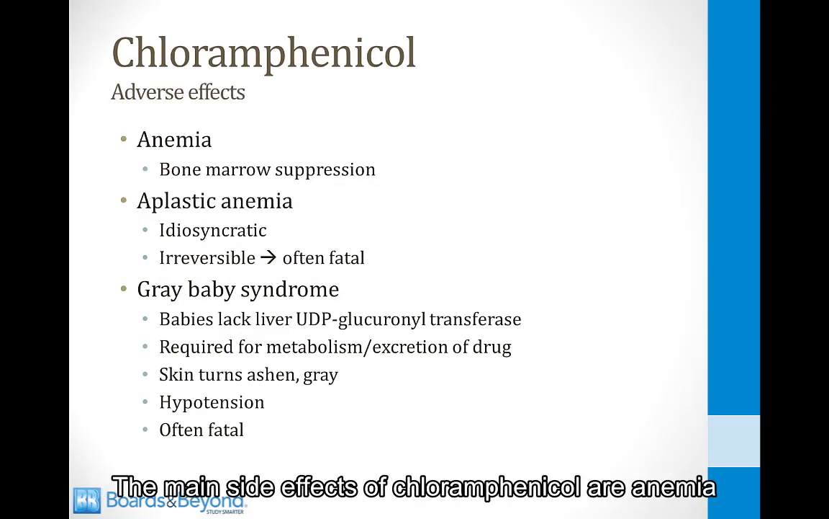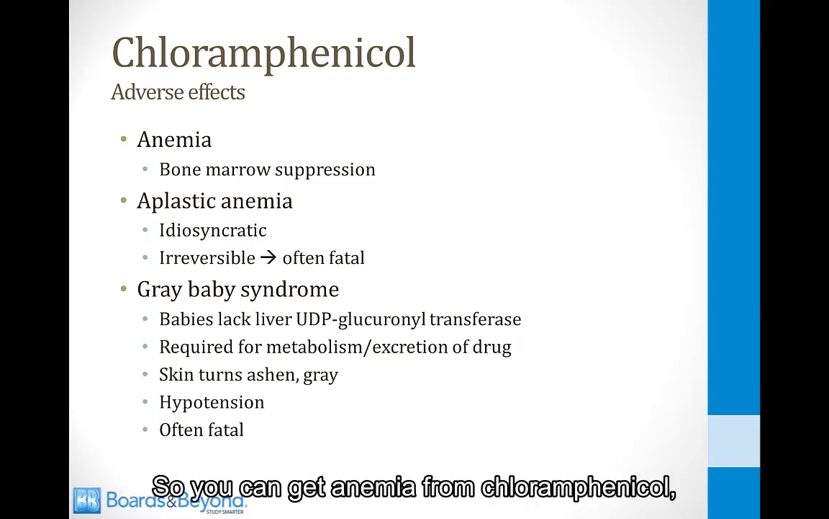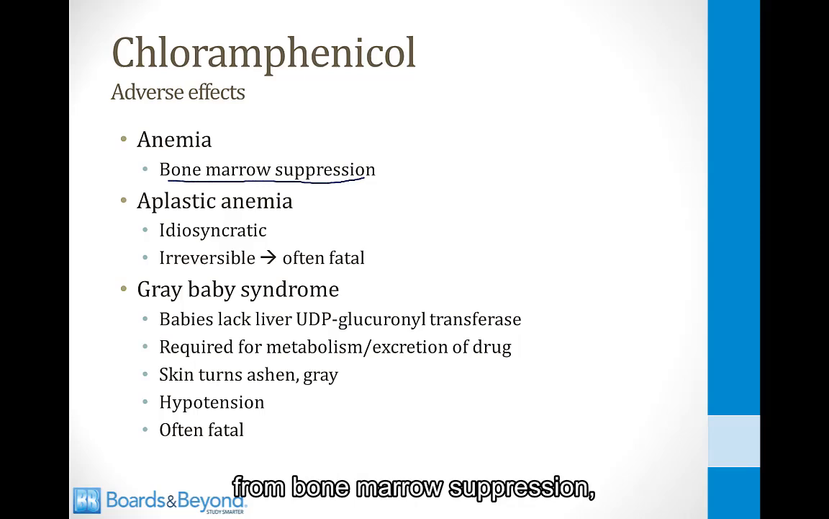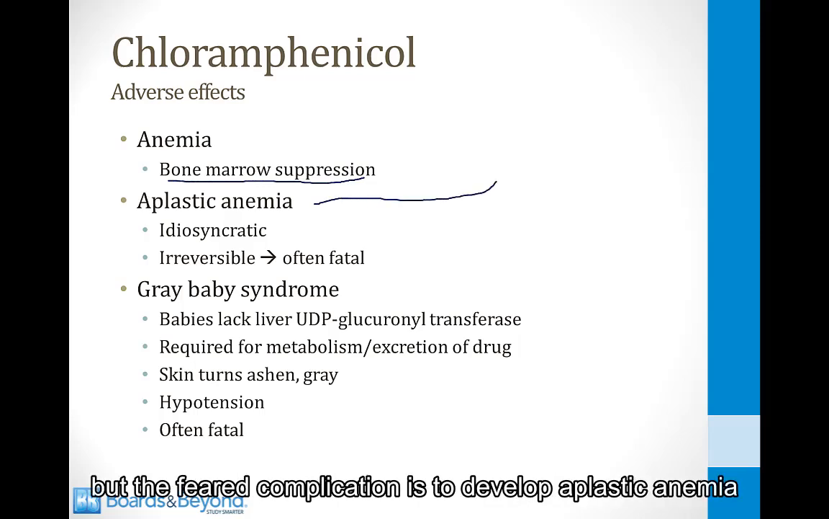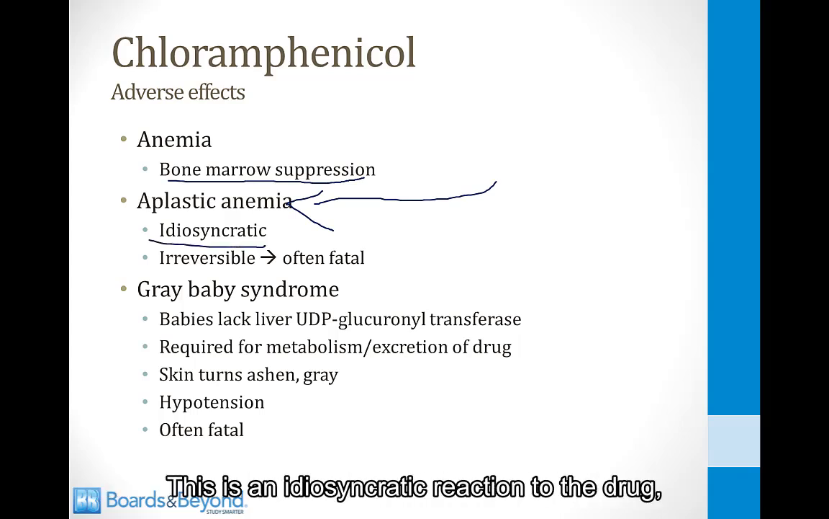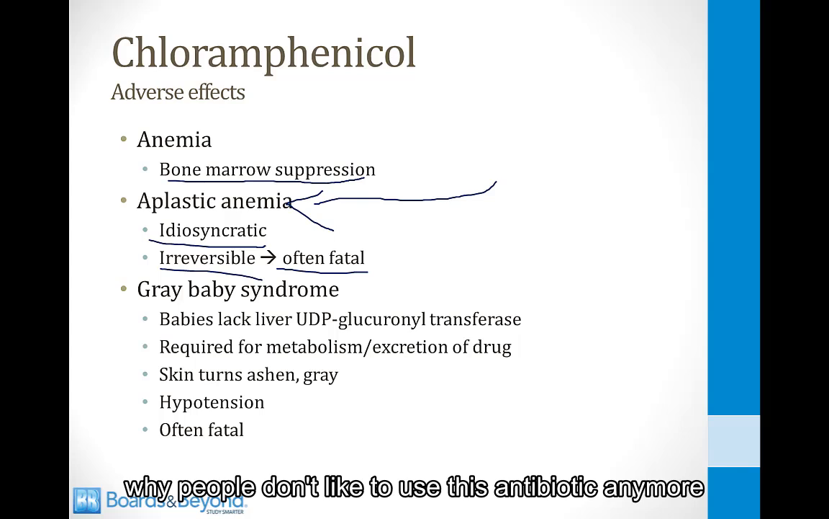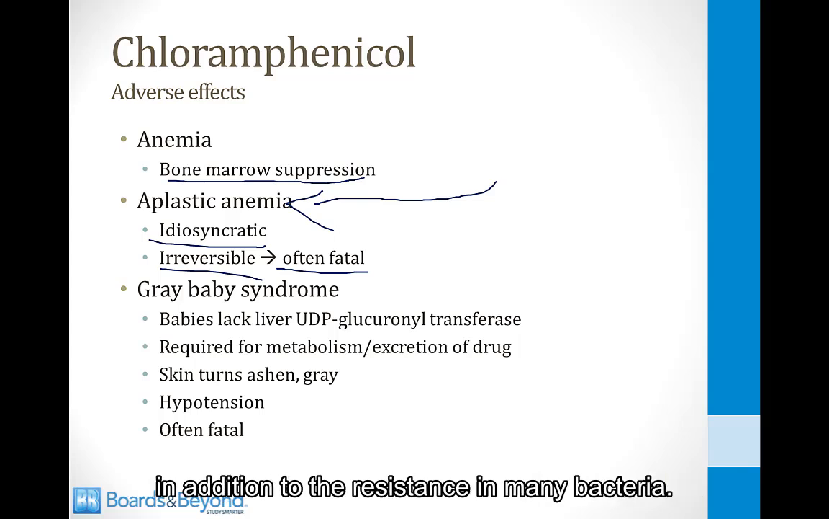The main side effects of chloramphenicol are anemia and the gray baby syndrome. So you can get anemia from chloramphenicol from bone marrow suppression, but the feared complication is to develop aplastic anemia where you lose all 3 cell lines. This is an idiosyncratic reaction to the drug. It's irreversible and it's often fatal, and this is the main reason why people don't like to use this antibiotic anymore, in addition to the resistance of many bacteria.